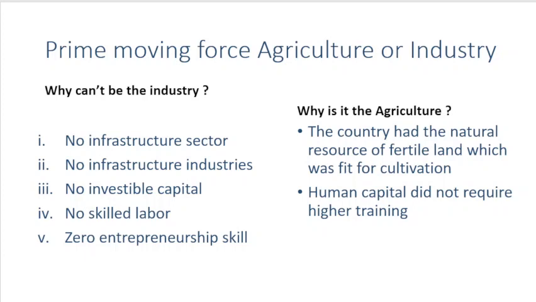First is no infrastructure sector. The infrastructure sector includes your power, transport and communication. These are very important and basic things. Then second is no infrastructure industries. Infrastructure industries include your iron, steel, cement, coal, crude oil refinery and electricity. These industries were not there in India at that time.